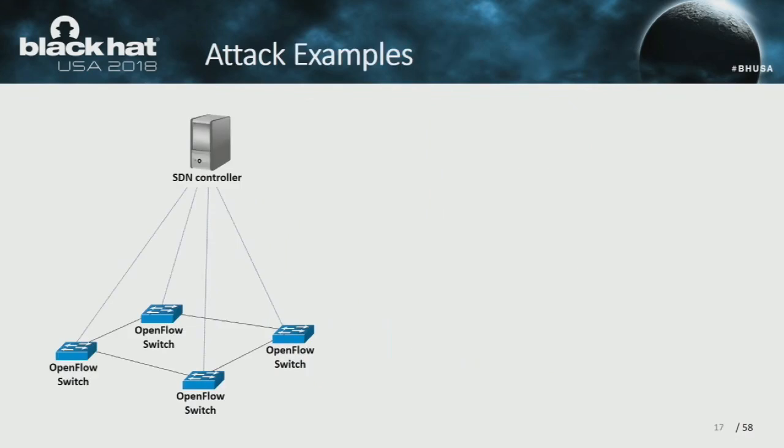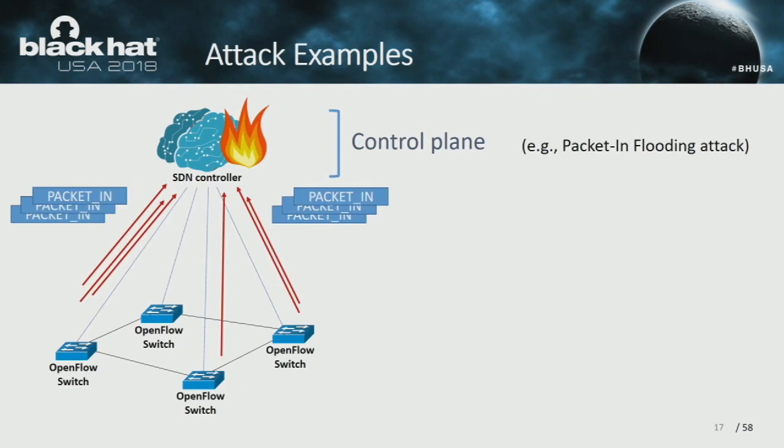The first one is the control plane, which is the SDN controller. In SDN, the controller can be considered the brain of the network because it knows everything about the network and has full control over it. So it is a single point of failure, and therefore any type of DDoS attack against the SDN controller will immediately make the entire network unavailable. One possible DDoS attack is known as a packet flooding attack, where an attacker can generate a lot of random traffic, leading to a burst of packet-in messages sent to the SDN controller so that the controller becomes unavailable.